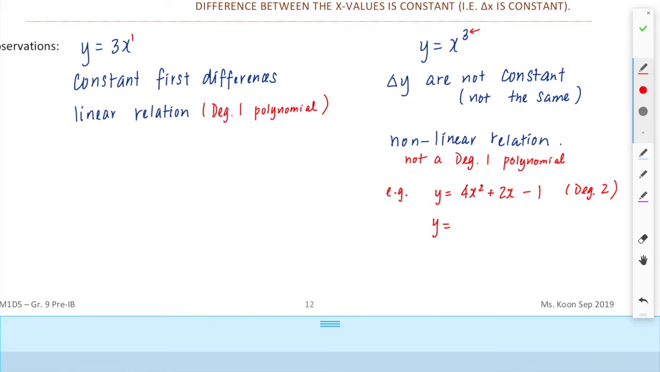What if I have something like x minus 1 times x plus 1? When I multiply them together, now I see degree 1, right? x. But when you expand this, it's x squared minus 1. So this is still another example of a degree 2 polynomial. So this is still a nonlinear relation. Okay, so when we talk about the degree of the polynomial, we're referring to the expanded form of the relation. Okay, so be careful with that.